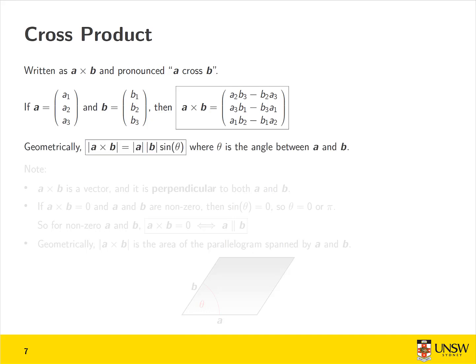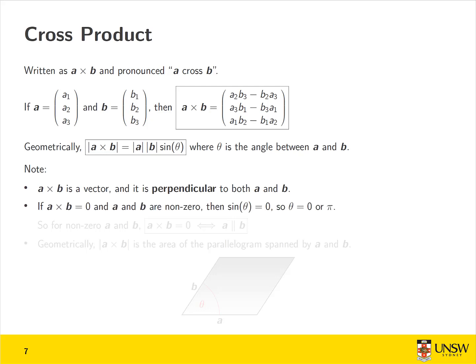Geometrically, it turns out that the length of A cross B equals the length of A times the length of B times sine theta, where theta is the angle between A and B. Note that the cross product of A and B gives a new vector. The direction of the vector is always perpendicular to both A and B.